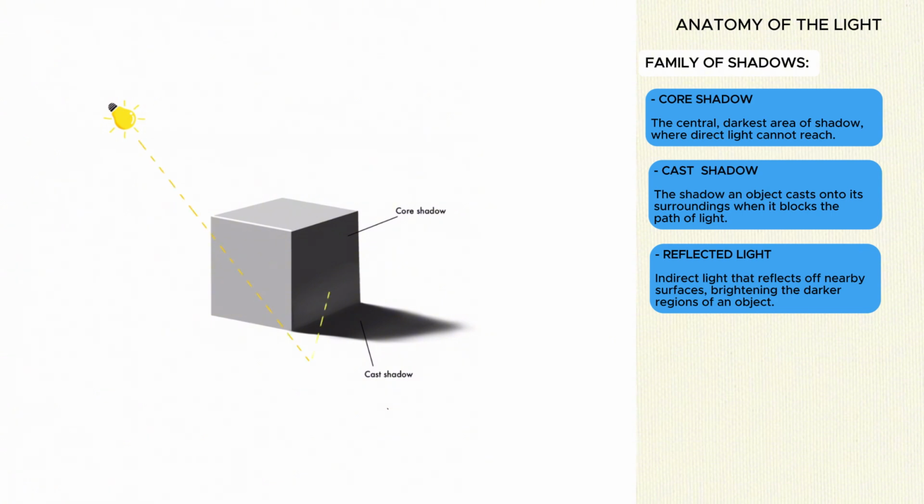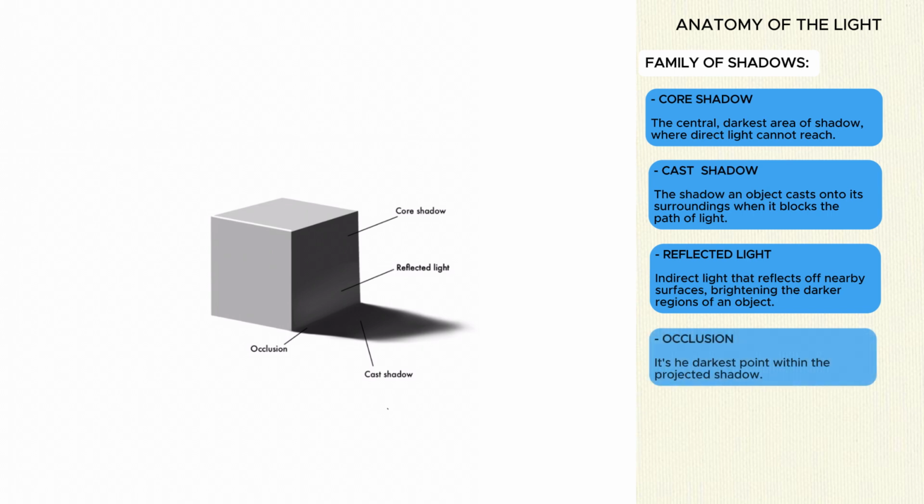Every side of the cube is affected by reflected light, but this phenomenon is most noticeable when the reflected light strikes the area marked as the core shadow, as this region is darker and provides sufficient contrast. Light travels through space and reflects off surrounding surfaces, but with each reflection, it loses some strength and intensity. White or glossy surfaces reflect the most light, while matte or black surfaces reflect the least. The last element is occlusion, which denotes the darkest point within the projected shadow. It occupies a position in a corner where neither direct nor reflected light can reach.